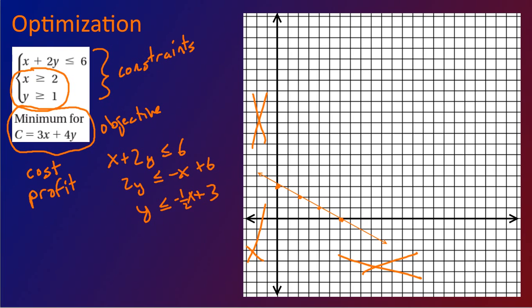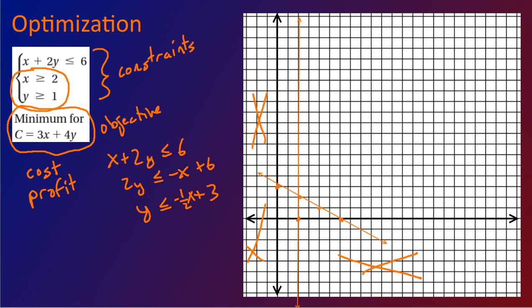Okay, my second equation is these. I don't need to solve for anything. So x is greater than 2. So I find 2. And this is a vertical line, so I'll go ahead and get that. So there's x is greater than 2.